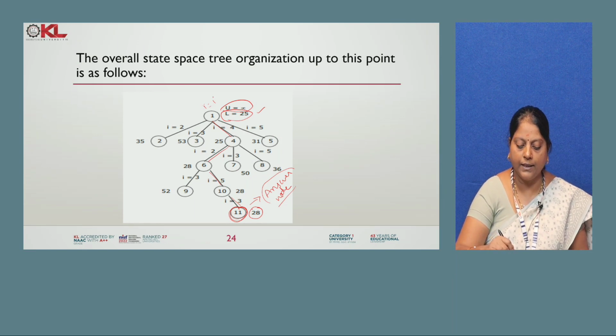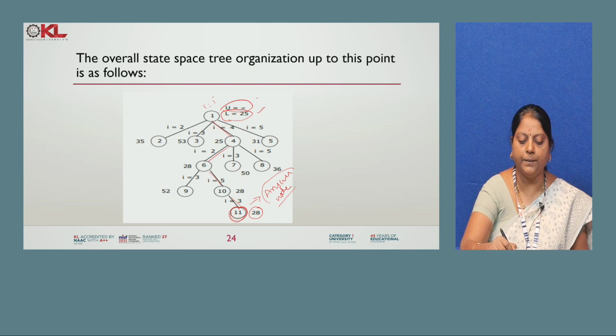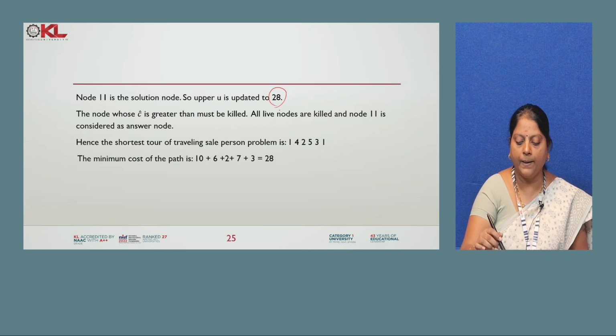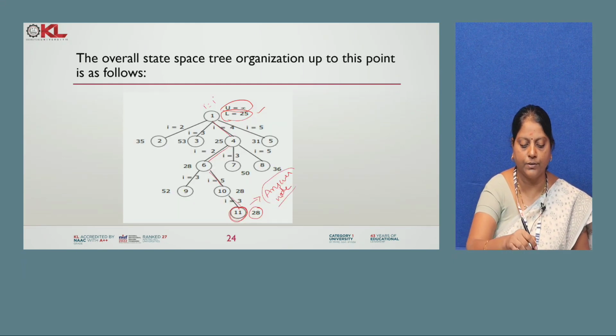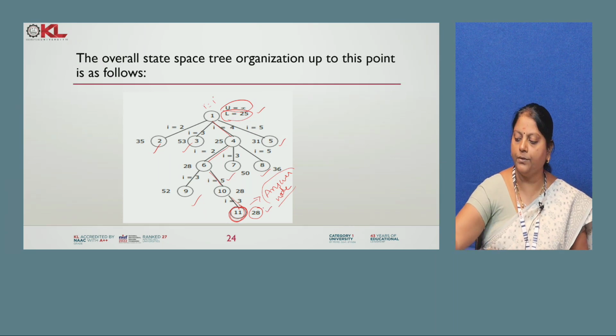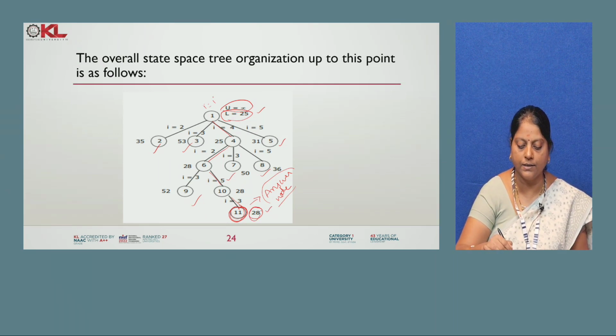So now after getting the answer node, we have to change this upper bound value. What is the upper bound value initially? Infinity. So it is updated with 25. Okay. Now compare this upper bound value with the cost of all the remaining nodes. What are the remaining live nodes? The live nodes are 2, 3, 5, 7, 8, 9. These are called live nodes. So we have to compare the cost values of these nodes with this upper bound value. All the cost values are greater than the upper bound value.